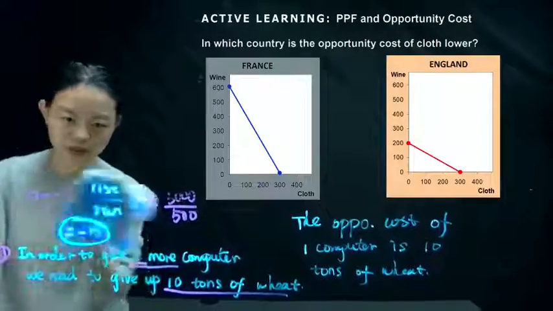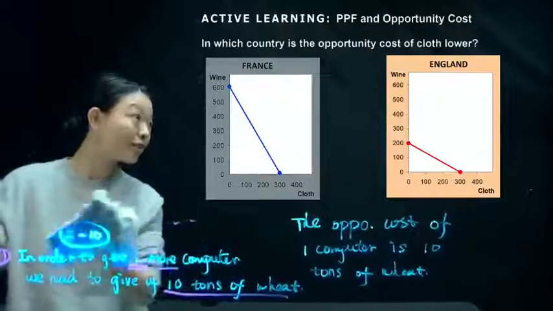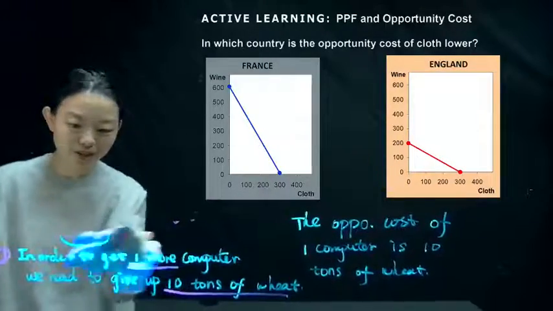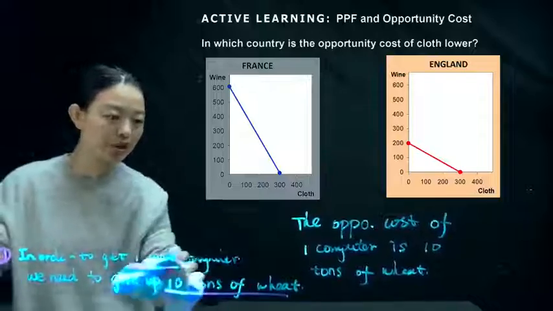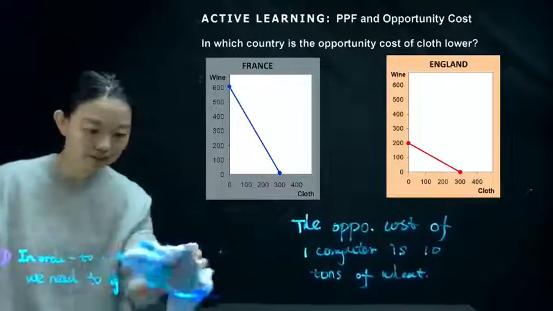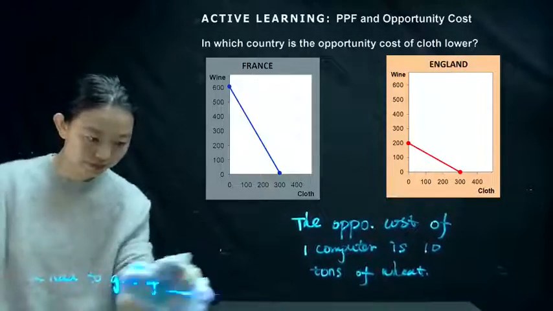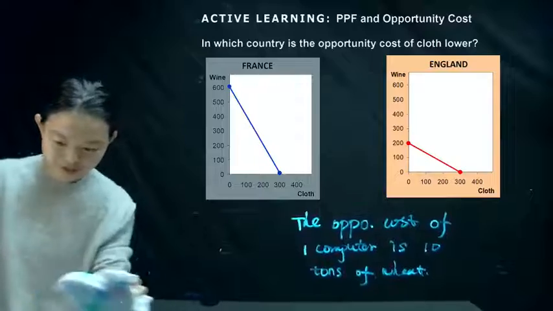Similar, okay, we use rise over run. Can you tell me the first one? The rise over run: you can see we have cloth on the horizontal axis and wine on the vertical axis, right? So let's see how to get the slope for France.